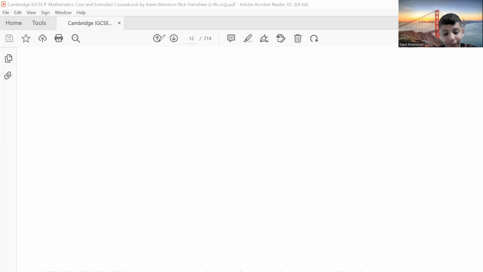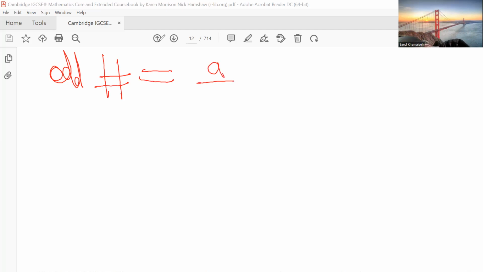Now we have odd numbers. I'll write with an abbreviation, as I need time and I need space. Odd numbers, let's say that it is 8. When I divide an odd number by 2, it doesn't give me an exact number or a whole number. It gives me a decimal.